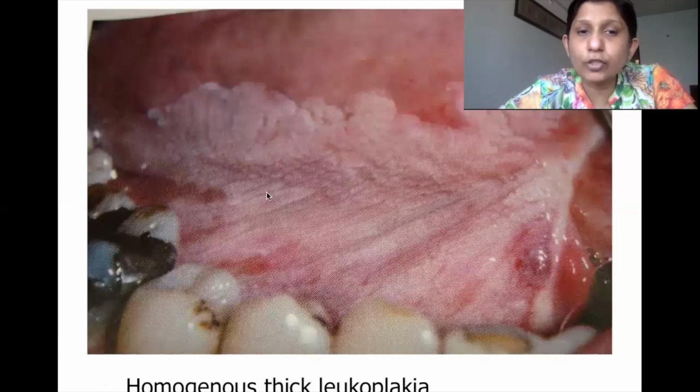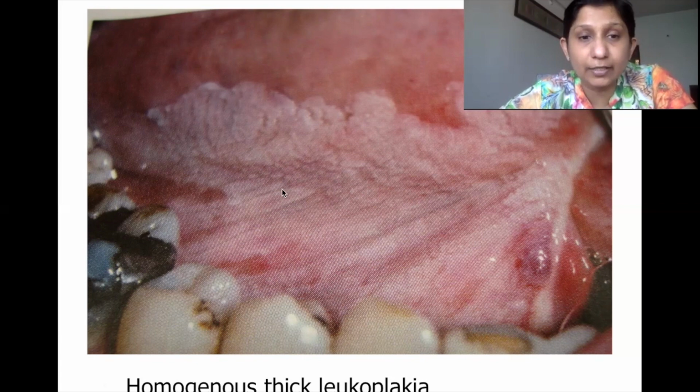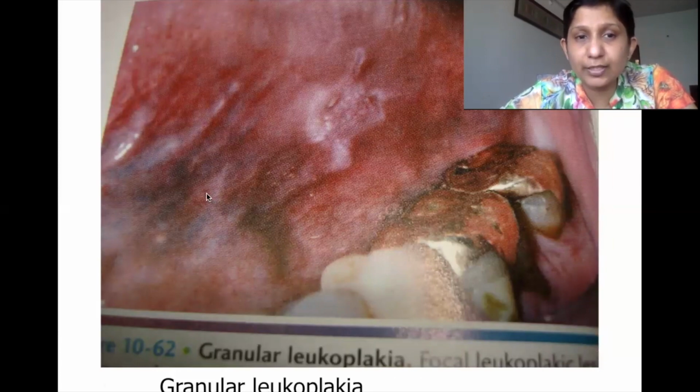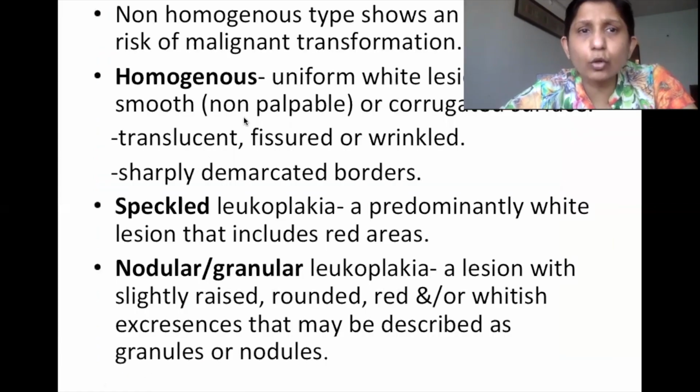So this is a homogeneous thick leukoplakia, where you can see the floor of the mouth area, and you can see that it is homogeneous. It's continuously white in color, homogeneously white, uniformly white, and it's extremely thick. It's not a thin lesion, all right? Then you have granular leukoplakia, where you can see that there are red and white areas in the picture. So a non-homogeneous type of leukoplakia shows an increased risk of malignant transformation.